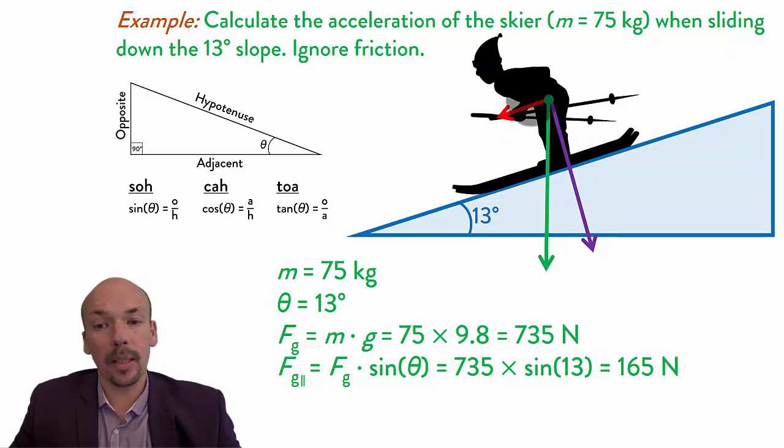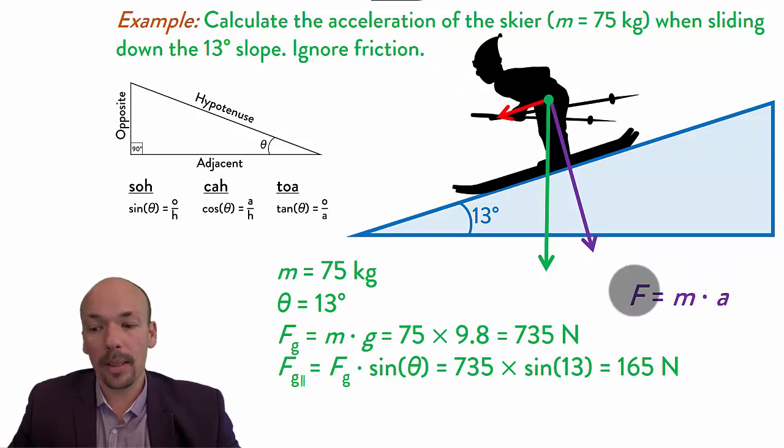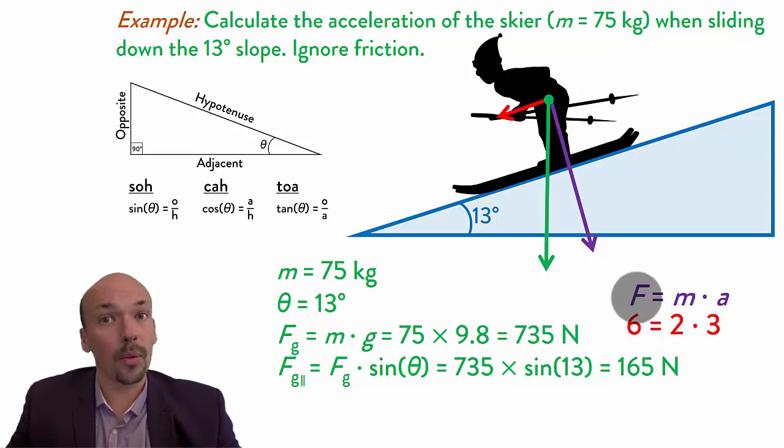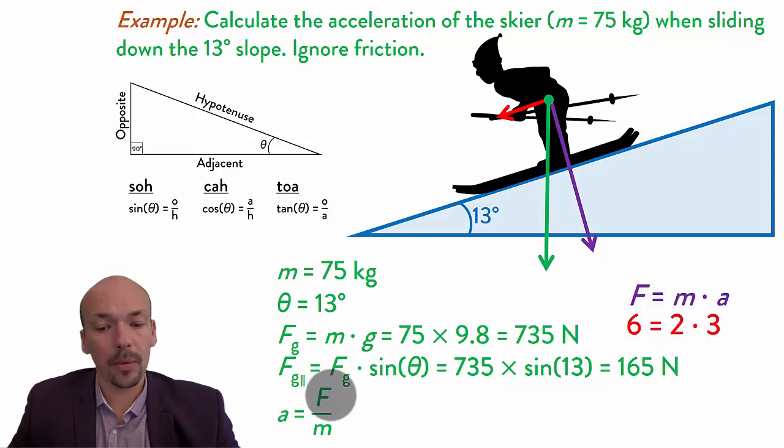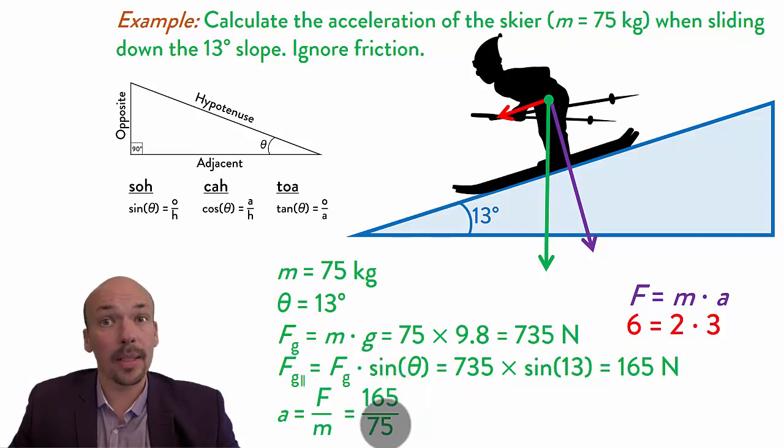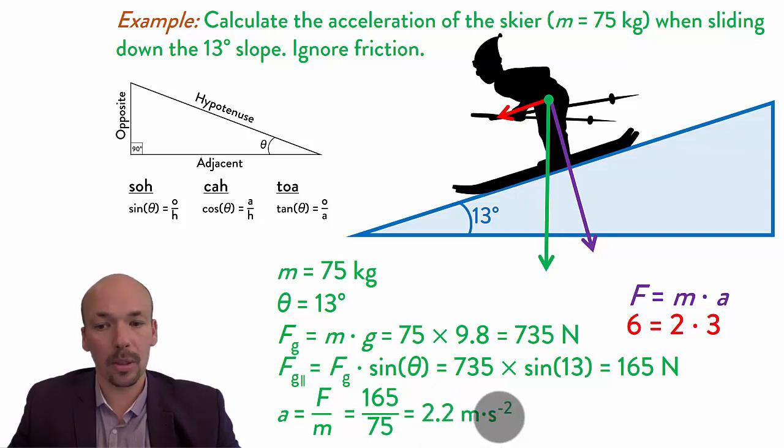With that, we can calculate the acceleration, and we use Newton's second law with this equation. So the force equals the mass times the acceleration, and we have to calculate this acceleration. So the force divided by the mass is the acceleration. Well, we know the force, we just calculated it. We know the mass because it's given in the question. So we divide 165 by 75, and we know that his acceleration will be 2.2 meters per second squared.